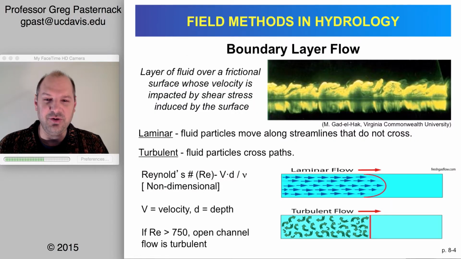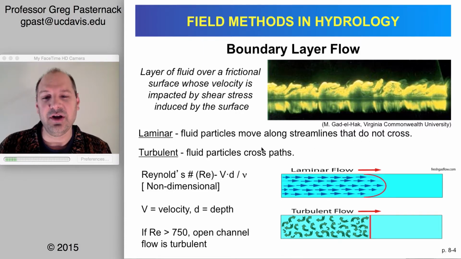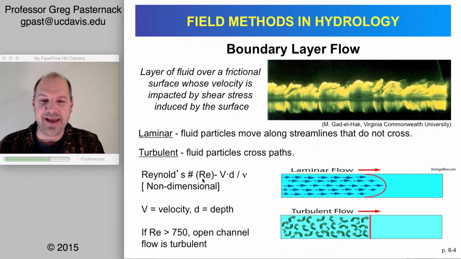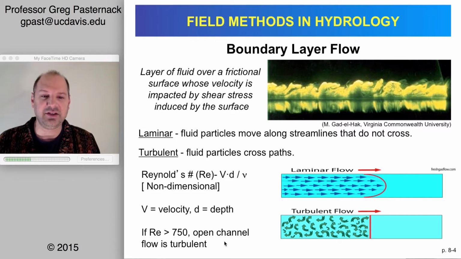Okay, so the threshold for determining laminar or turbulent conditions in a river is going to be determined by the Reynolds number. Well, that's true anywhere, of course. And it's the velocity times the depth divided by the kinematic viscosity given by the symbol nu. If the Reynolds number is greater than 750 for an open channel flow, then it's turbulent.